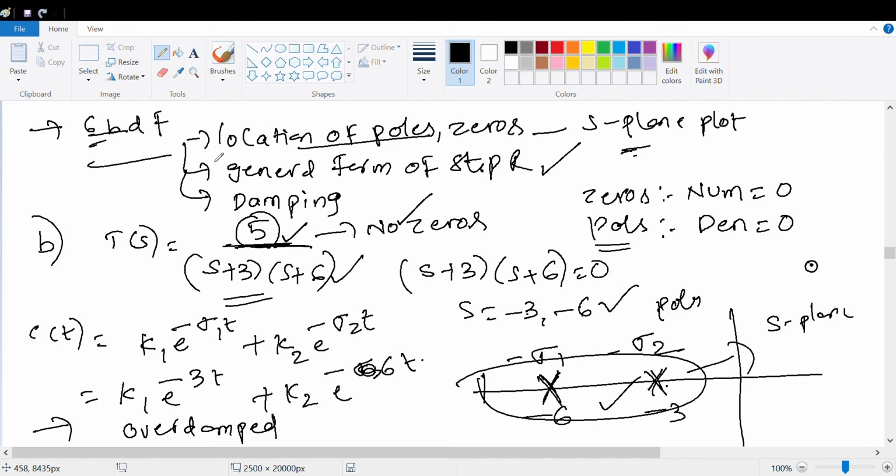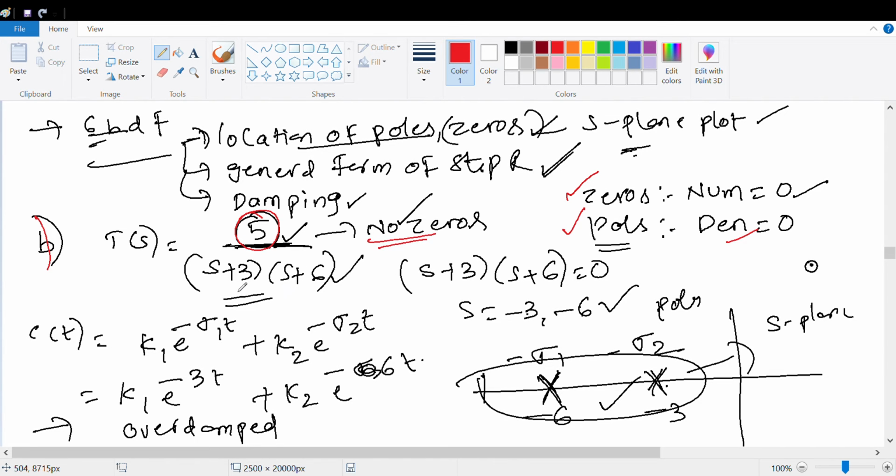Six B, D, F. In this question they have asked for the location of poles and zeros: find the poles and zeros, the location of poles and zeros in the s plane, the general form of the step response, and the damping. For zeros we equate the numerator to 0, and for poles we equate the denominator to 0. Therefore we take T of s equal to 5 by (s plus 3) into (s plus 6), and there is no s term in the numerator, so no zeros.